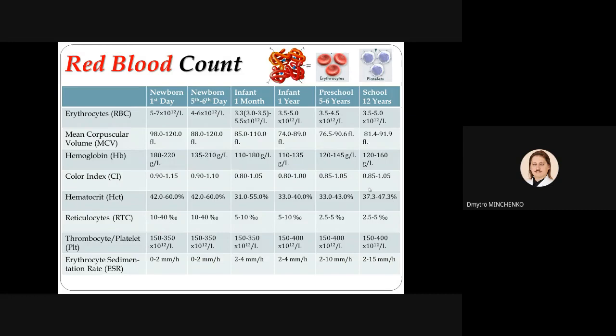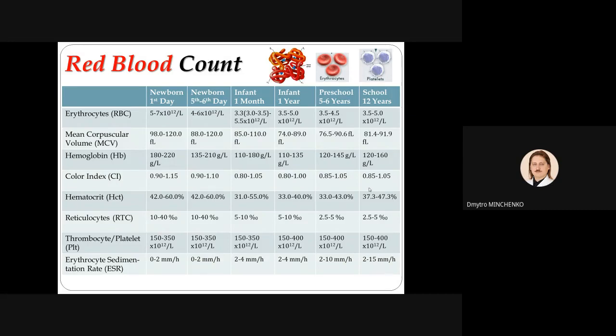The values that we look at in the general blood analysis or the complete blood count include, but are not limited to, the following: erythrocytes, the RBC, the red blood cells. As you can see, this number is quite large at birth. This is due to the large quantities of small erythrocytes packed tightly with fetal hemoglobin, which is necessary for intrauterine life.